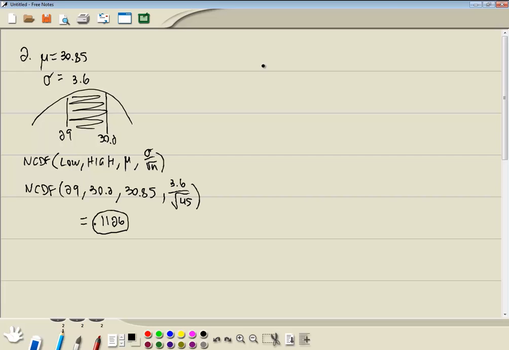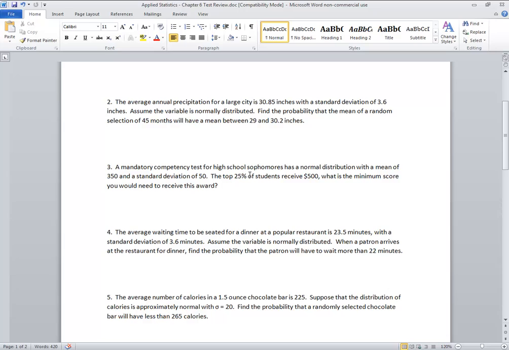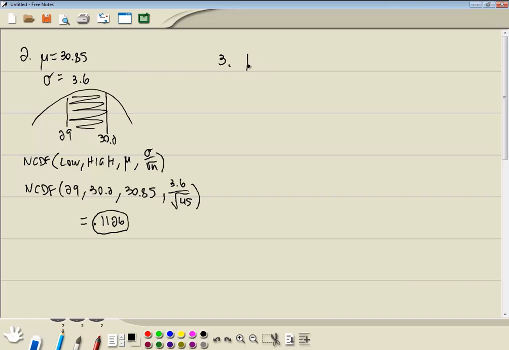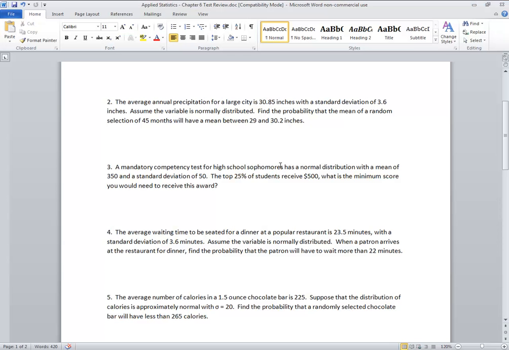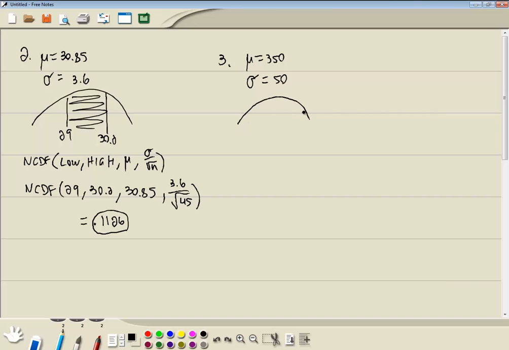Let's look at number 3. It says a mandatory competency test for high school sophomores has a normal distribution with a mean of 350. So telling us the mean is 350. And a standard deviation of 50. Top 25% of students receive $500. What is the minimum score you need to receive this award? Top 25%. Well, that implies that they're giving us this right here, 0.25 on the right side, which means this will be 0.75.